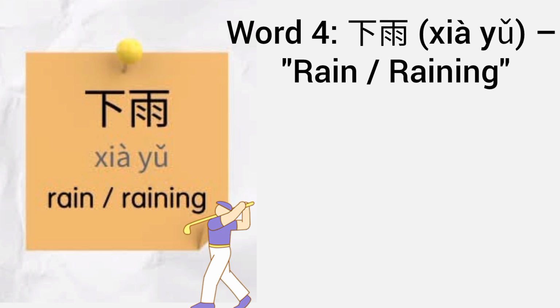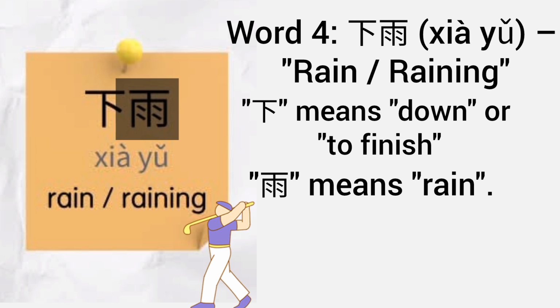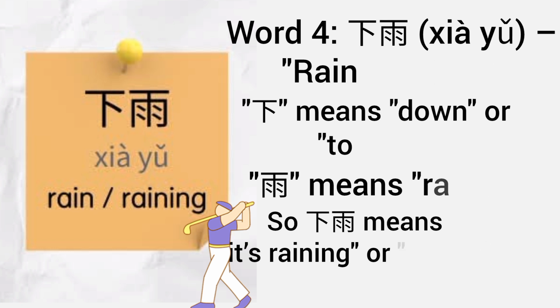First character is 下. It stands for down, or to finish, which is our main character. Second character is 雨. It stands for rain, so together it makes 下雨. It means it's raining, or to rain.